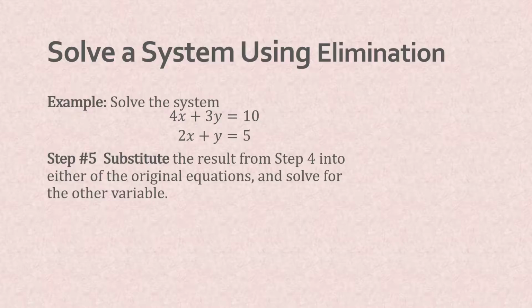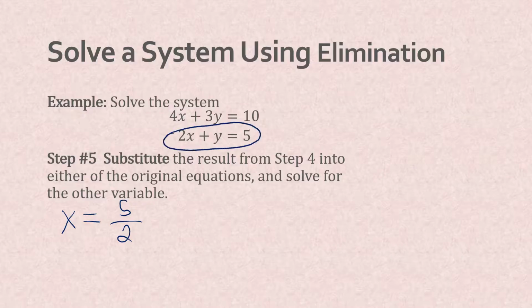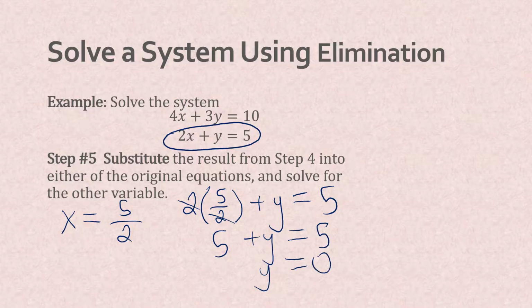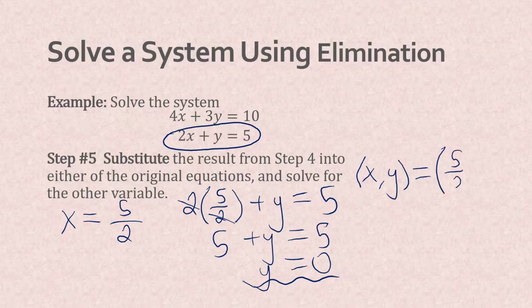So now, for step 5, I can substitute the value of x equaling positive 5/2, the result I got from step 4, into either of the original equations and solve for the other variable. It looks like I'm going to choose equation 2 simply because after I plug in x to be 5/2, I can see that this is going to be pretty easy to solve for y. The 2's cancel. I get 5 plus y equals 5, so the only number that I can add to 5 to get 5 must be 0, so y is 0. And that yielded for me the ordered pair x comma y equals 5/2, 0.